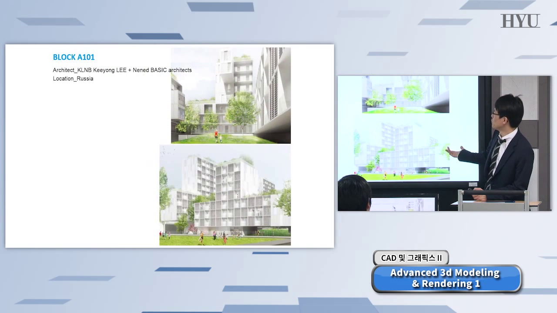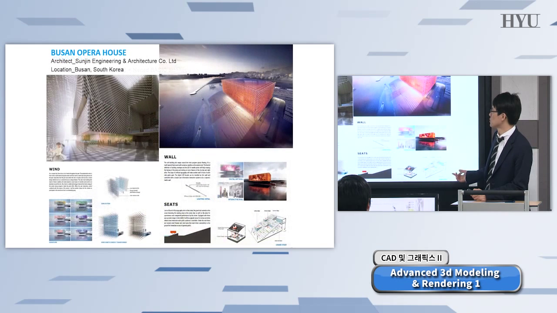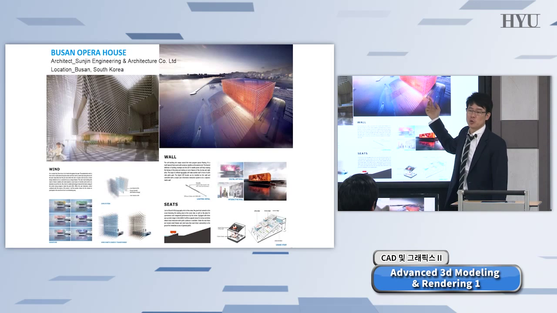Next case, actually we reviewed this one before last week, so let's skip. Next case is Busan Opera House. Another type of box-shaped geometry.